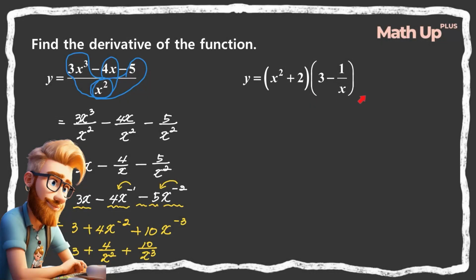For this function right here, two functions are multiplied together, right? Then we have to apply product rule. Let's say we have y is equal to function f times g. Then y prime is equal to f prime g plus f g prime. Order of each expression doesn't matter since this is plus, right?